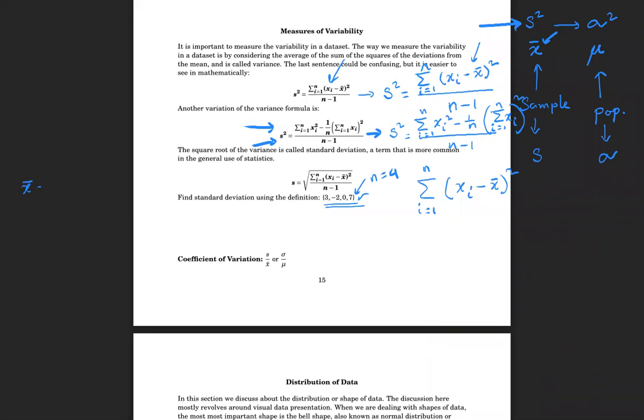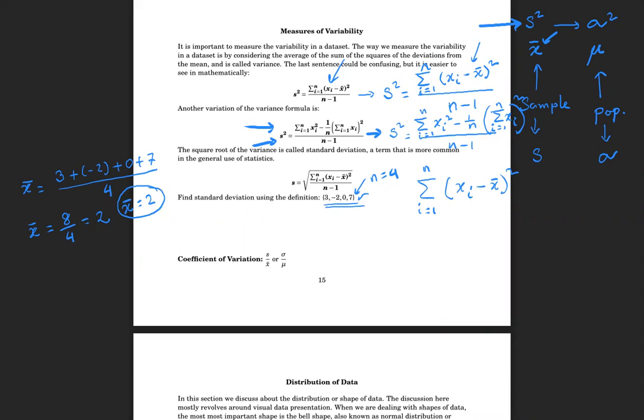X bar is the average, so I'm going to add these numbers: 3 plus -2 plus 0 plus 7, all of it divided by the total number of data points, that is 4. So x bar: 3 minus 2 is 1, plus 0 is 1, plus 7 is 8. So 8 over 4 is equal to 2. So your x bar is equal to 2. That number doesn't change.